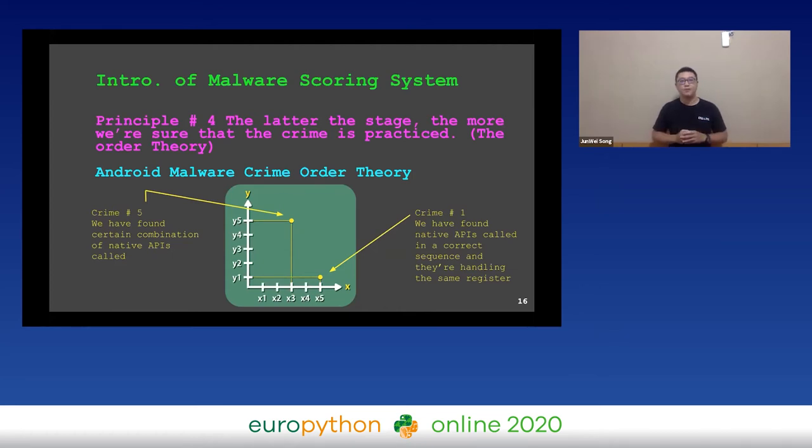So X5Y1 means in crime number one, we have found native APIs that are called in the correct sequence and they're handling the same register. And X3Y5, it means in crime number five, we have found certain combination of native APIs that are used in this APK.